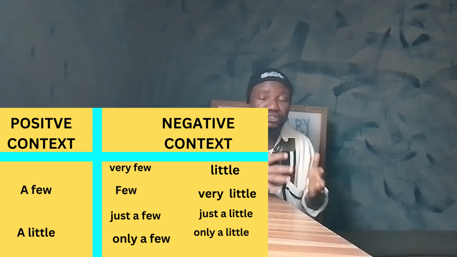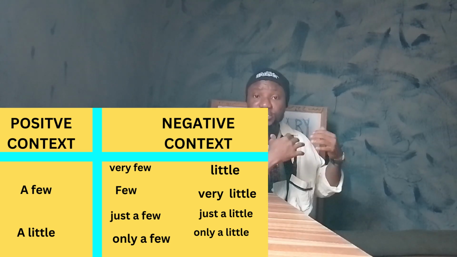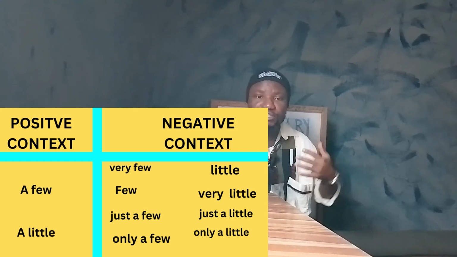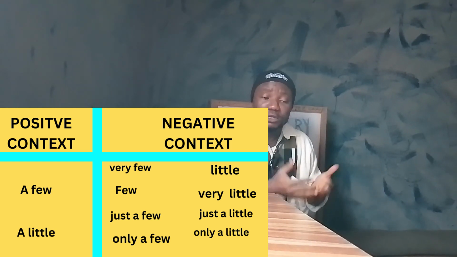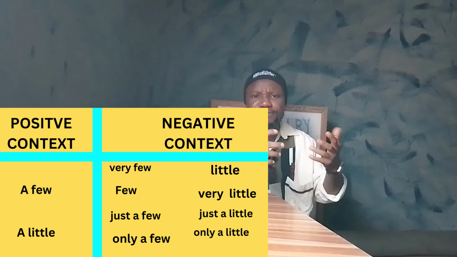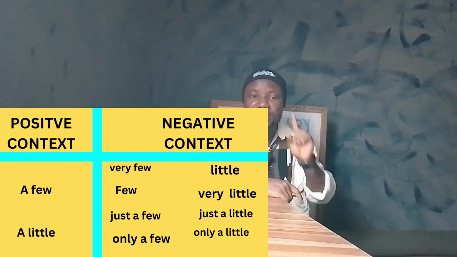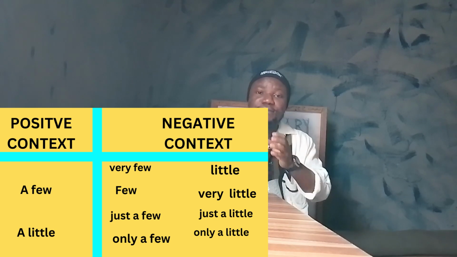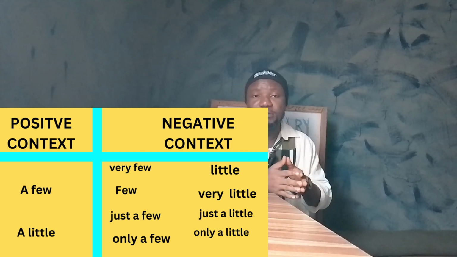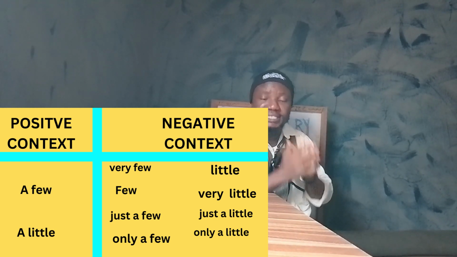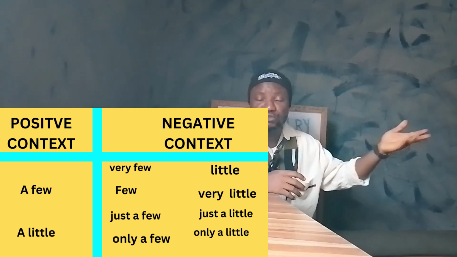And of course, this is a situation where the drum is not filled with water. So you just say, come on, I can help you. Though my drum is not filled, I can still fetch you some. I have a little water left, so I can help you. So remember, a little is for a situation where you can help, and a few is for a situation where you can afford to help.